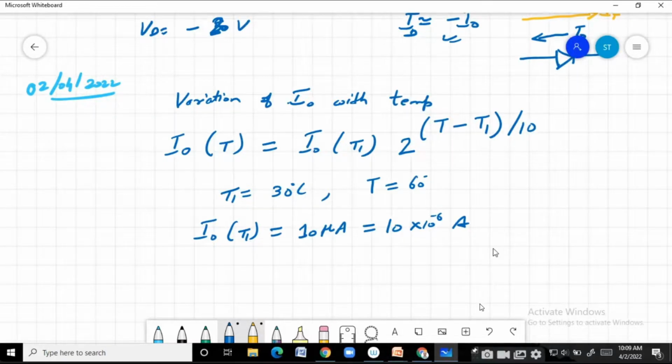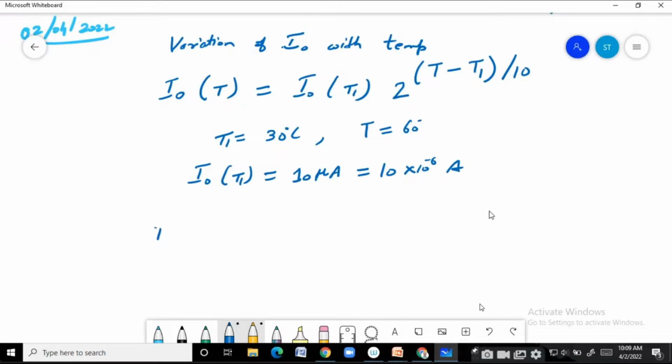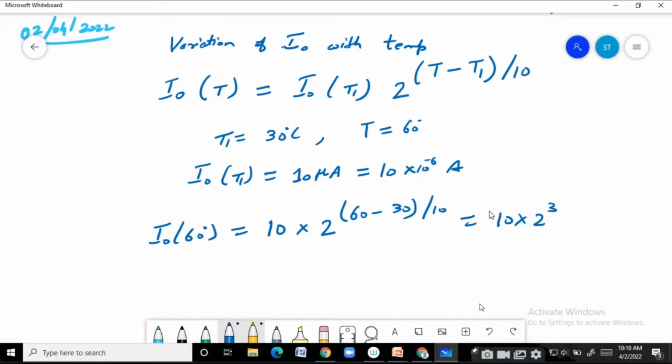Okay, so you substitute into the equation that I just provided. It will be like this: I naught at a temperature of 60 degrees centigrade is equal to I naught at temperature T1, which was 10 microamperes, into 2 raised to (T minus T1) upon 10, where T is 60 and T1 is 30. If you solve it, it will be 30 divided by 10, so it will be 10 times 2 raised to 3. Your current is in micro, so when you multiply it, it will be 80 microamperes.